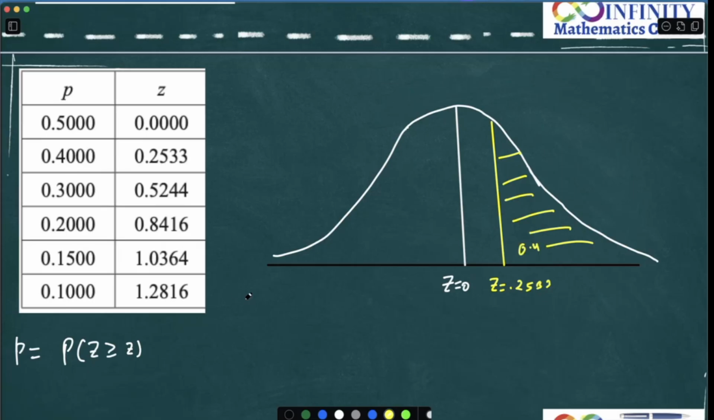So those two are like opposite tables. Basically, when this Z value is 0.5244, you have 0.3 there. This is how they are interpreting these values. Any doubt? No doubt, sir.